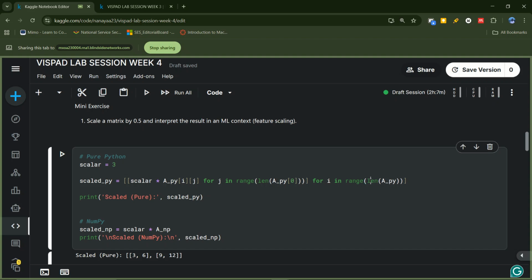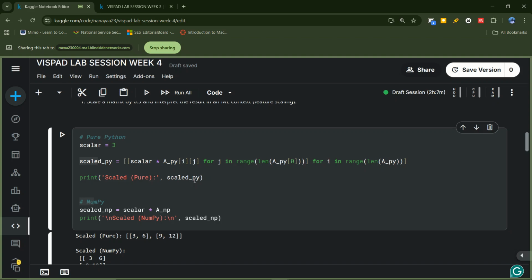You grab the len of a_py, you grab the len of a_py[0]. So when j is 0, what happens? When i is also 0, what happens? When j is 1, i is 0, what happens? These are simple things we do.